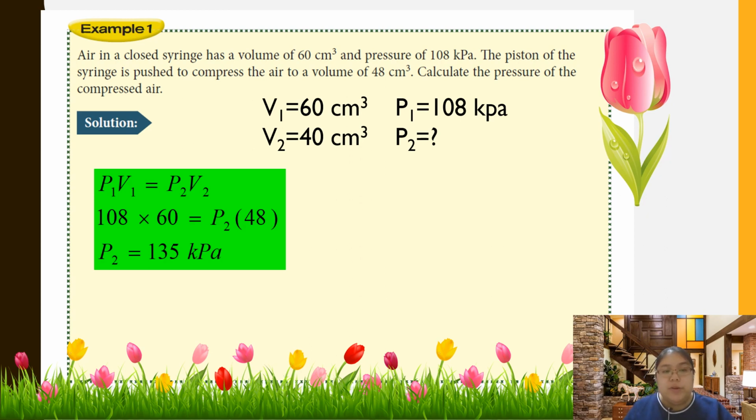So this one is Boyle's law. 108 multiply 60. Then P2 we don't know. V2 is 48. So after that we find it is 135. Follow the unit of the question, kilopascal. So we just write kilopascal.